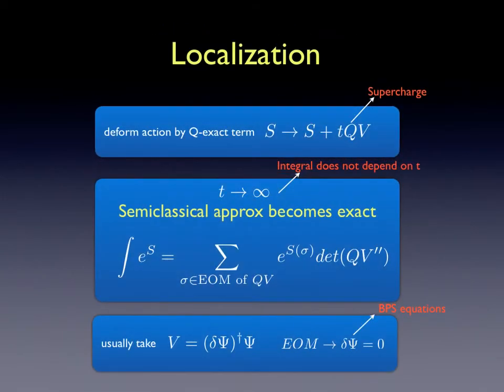To go beyond the perturbative computations, we can try to use supersymmetric localization. By deforming the original action by a Q-exact term, we can compute the partition function in an exact semi-classical computation. We are led to find the saddle point solutions of the localization action and compute the one-loop determinant of fluctuations around them. Usually, this corresponds to solving some BPS equations.